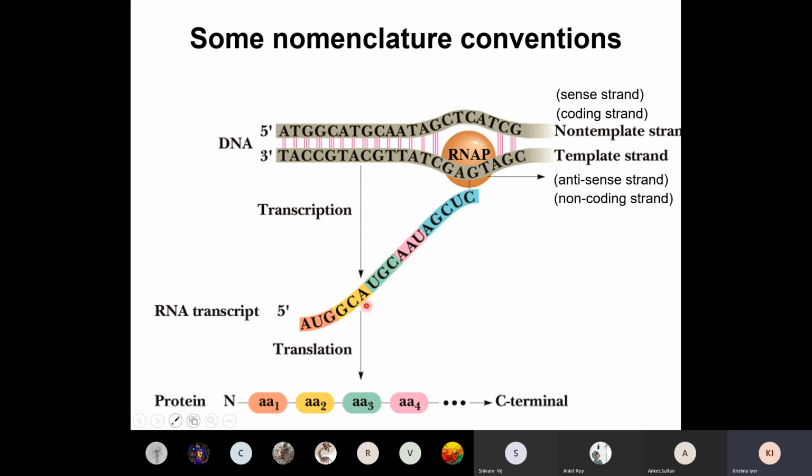Now, as this RNA comes out, because it is going to make sense, this is the one which is going to be read as codons. If you remember, AUG is the start codon, then GCA is the second amino acid, UGC will be the third amino acid, and so on and so forth. And this will then be read to give you the protein. Does it make sense? Everyone? Any question? Okay. So please remember, the template strand is also called the antisense and non-coding strand, and the non-template strand is called the sense and coding strand.